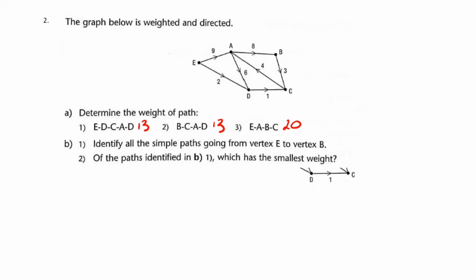Part B says, identify all the simple paths going from vertex E to vertex B.